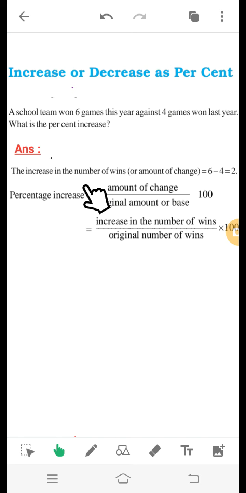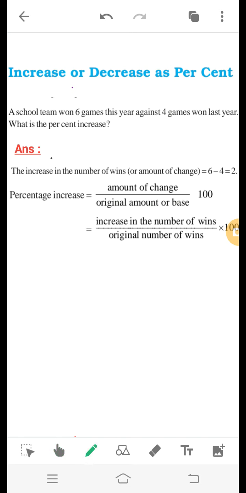If we find the difference, then 6 minus 4 is equal to 2. In number it increases by 2. But if we want to find by what percentage it has increased, in that case we have to apply this formula. Percentage increase is equal to amount of change divided by original amount, then multiplied by 100. So here we can write the increase in the number of wins divided by the original number of wins, then multiplied by 100.